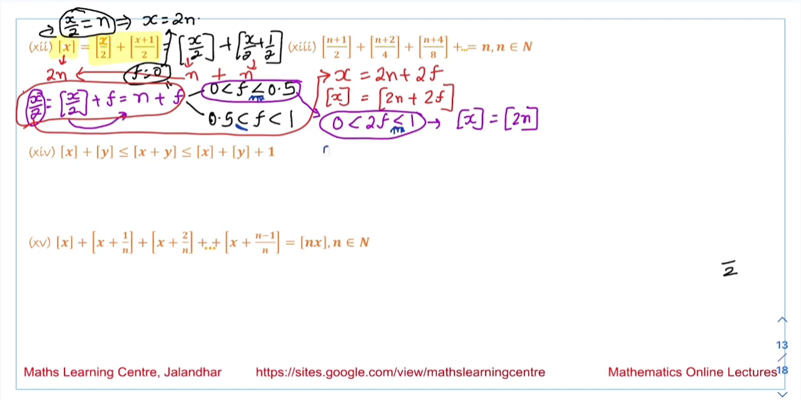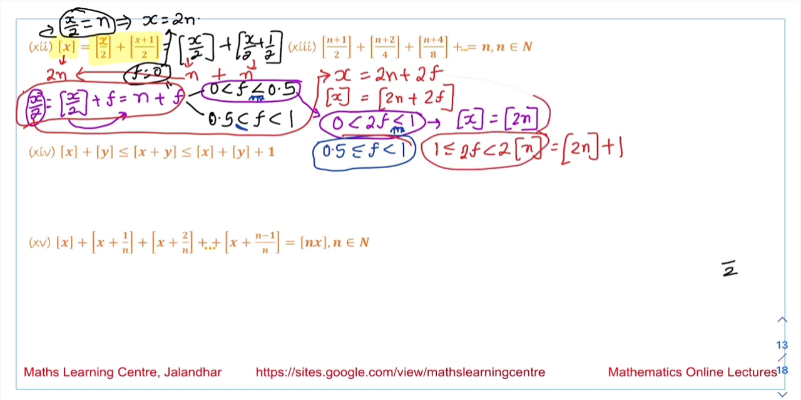Second part, if 0.5 is less than or equal to f is less than 1, then the value of 2f will be 1 is less than or equal to 2f is less than 2. So the greatest integer of x that we will have is equal to 2n plus 1. Why? Because now 2f is greater than or equal to 1. So the answer we will obtain is equal to 2n plus 1.